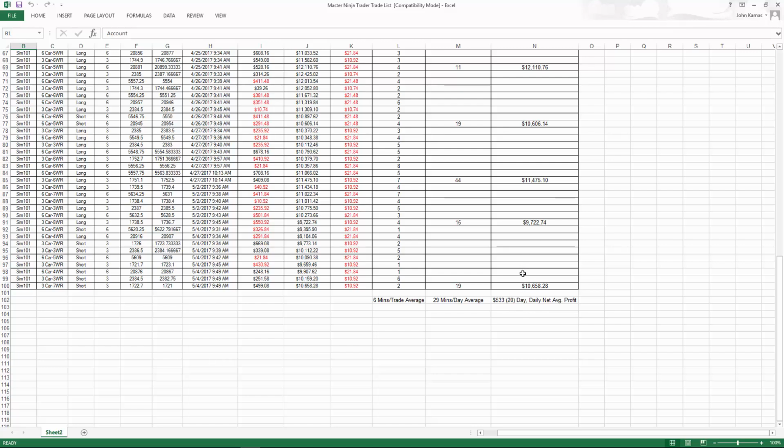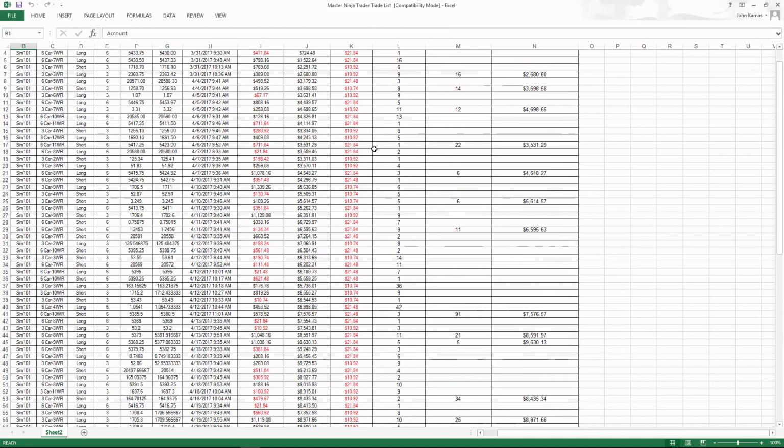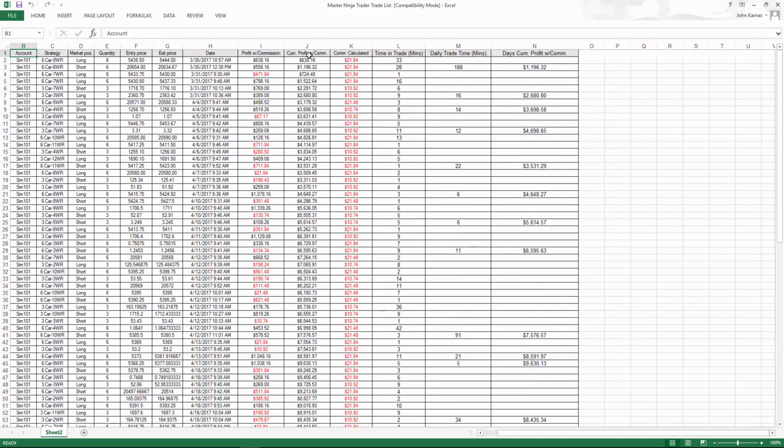This does include commissions, as you can see in this column. Here we have commissions calculated, cumulative profit, and then these are the actual profits per trade. So let me pull up some graphs, take a look at that. Have a surprise for you at the end, a little bit about automation. So just hang in there a second and I'll show you some graphs.